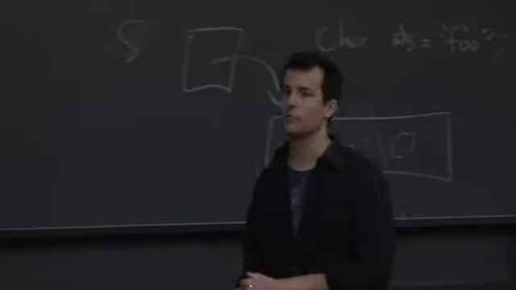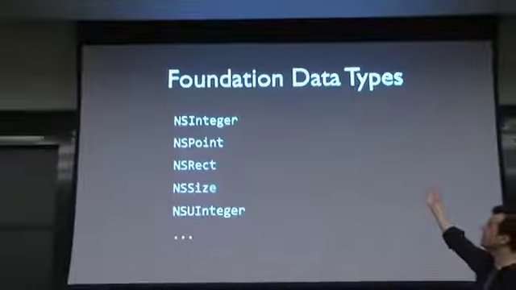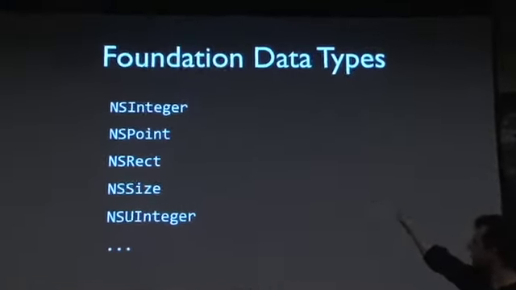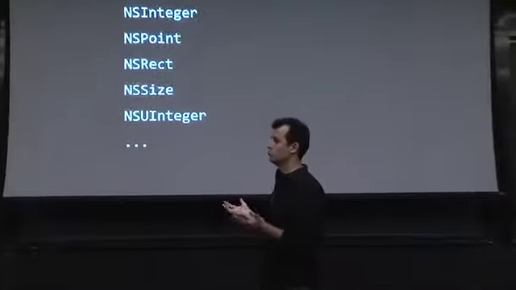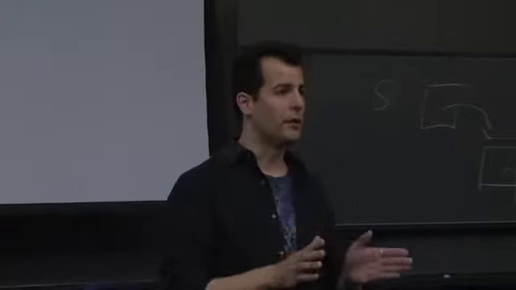Foundation data types. So Foundation, again, just refers to Apple's big library that has a lot of basic building blocks. One of them is the function NSLog. Another of them is these data types: NSInteger, NSPoint, NSRect, NSSize, NSUInteger. The only downside here is that almost always you would assume in an OO world that capital letters imply these are classes. They're not. So these are actually primitives underneath the hood.